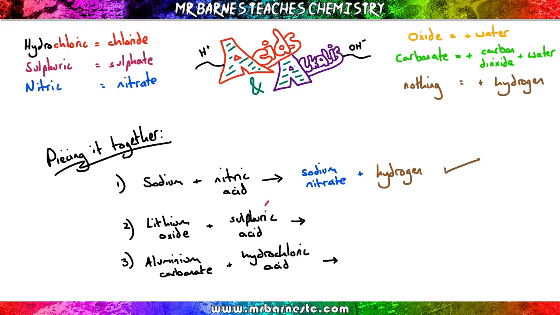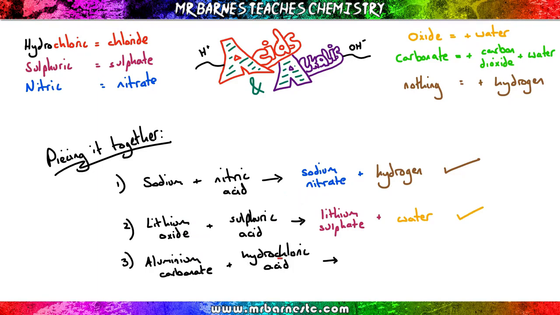Number two, lithium oxide and sulfuric acid. Sulfuric acid makes a sulfate. My metal here is lithium, so what do I get? Lithium sulfate. This time I've got an oxide. If I've got an oxide, I'm going to get water produced. So my byproduct is water, and that's my equation complete.